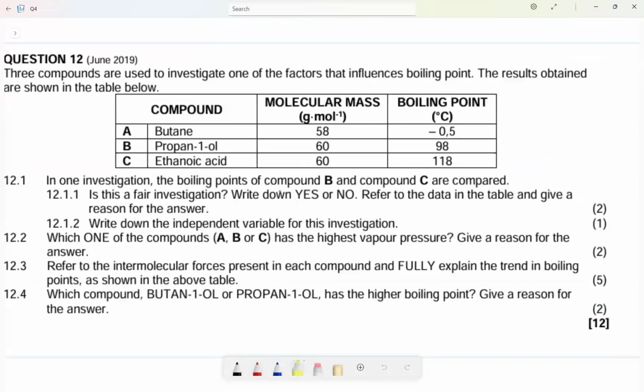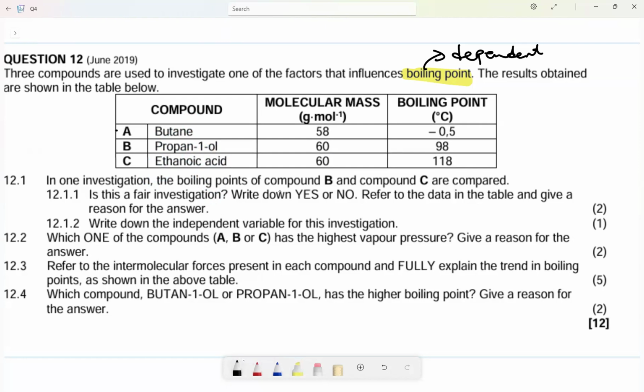Question 13 says to us, three compounds are used to investigate one of the factors that influence boiling point. This is our dependent factor, okay? Dependent factor. The results obtained are shown in the table below. We have butane, propan-1-ol, and ethanoic acid. Can you see all of them are of different homologous series?